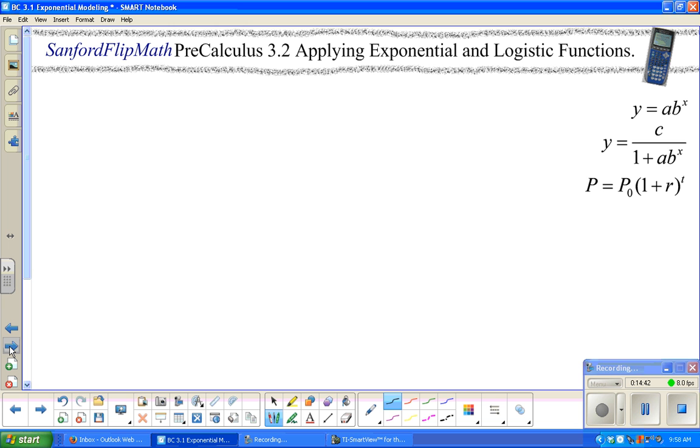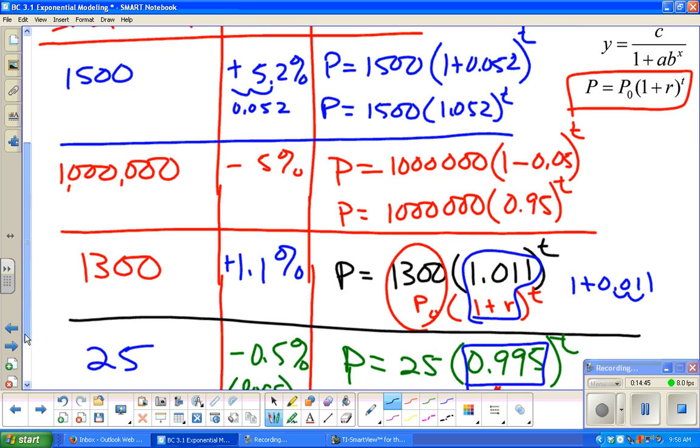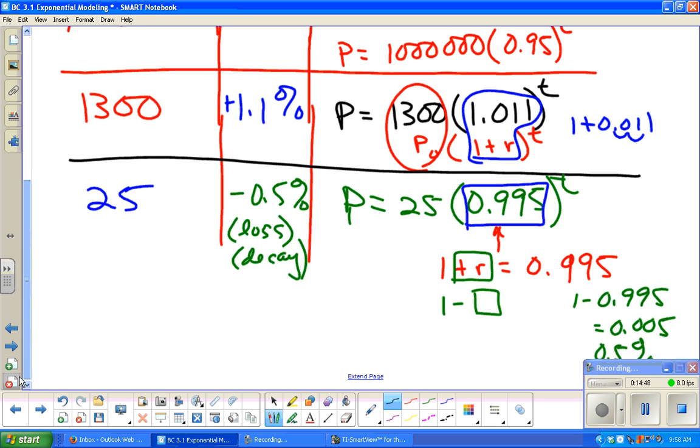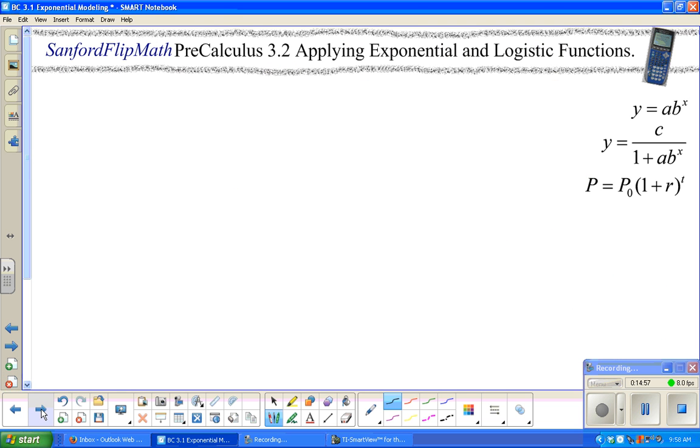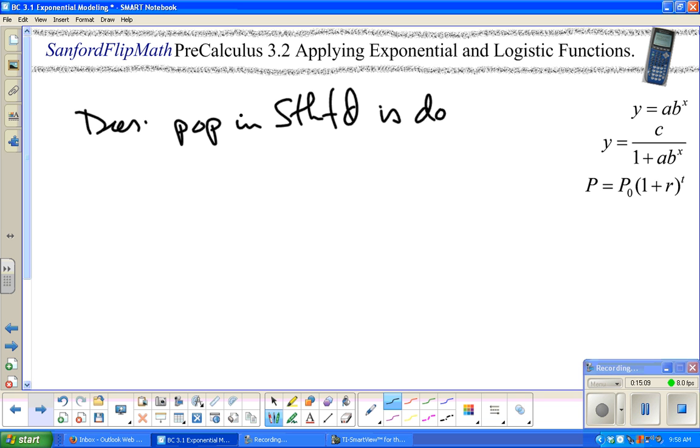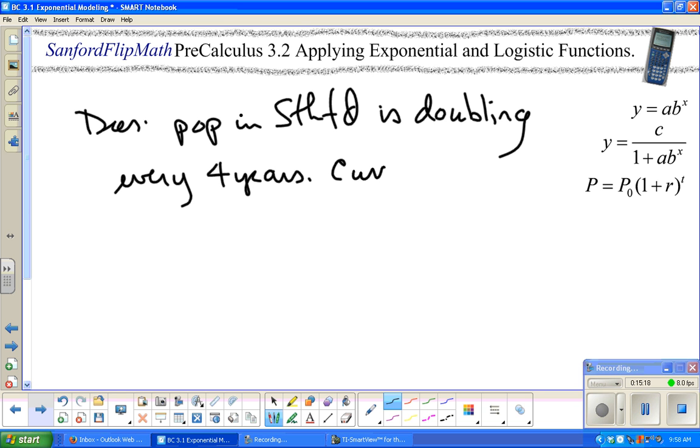Okay, I got one more idea to throw in here, and that's the idea of doubling or tripling or something like that. So if I am repeatedly doubling, we're going to adjust the formula a little bit. So let's say I have something, let's say the deer population in Southfield is doubling every 4 years. Currently, we have 200, and we want to write an equation for this situation.